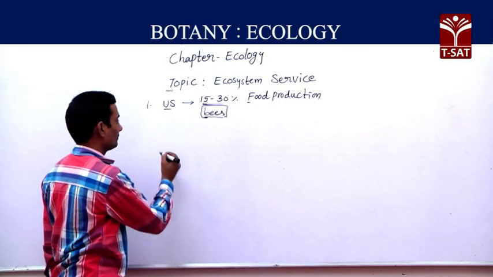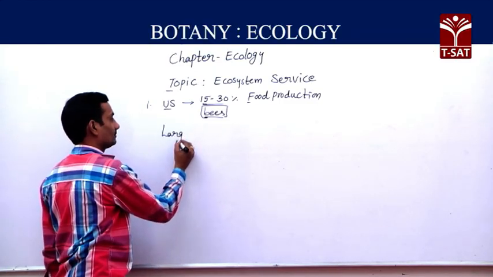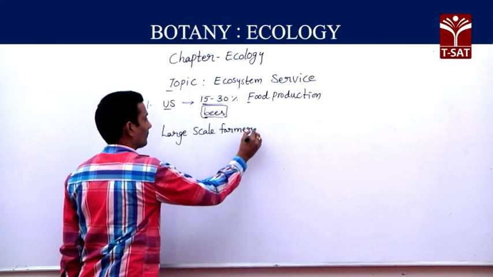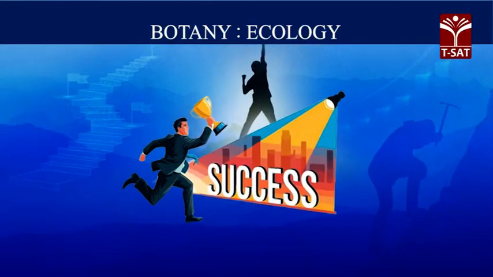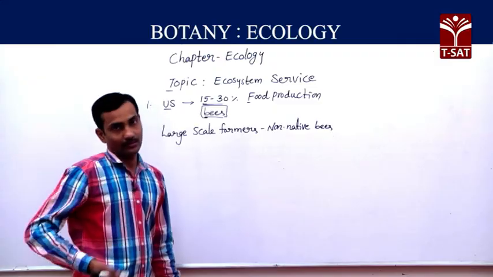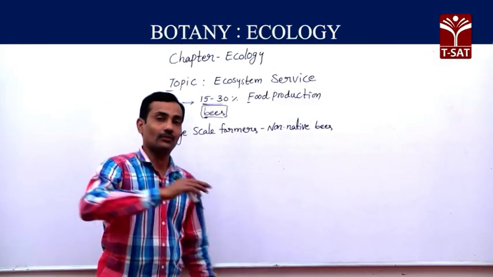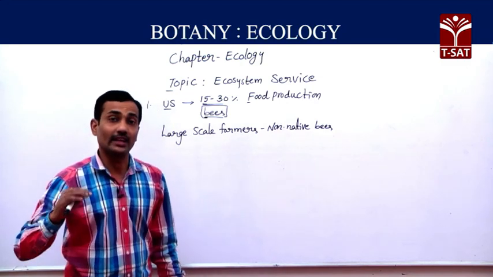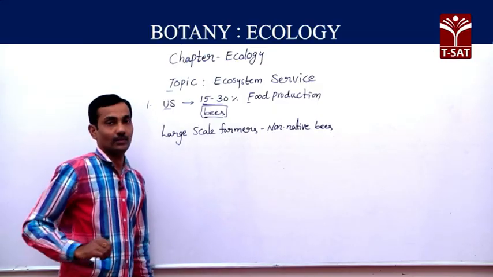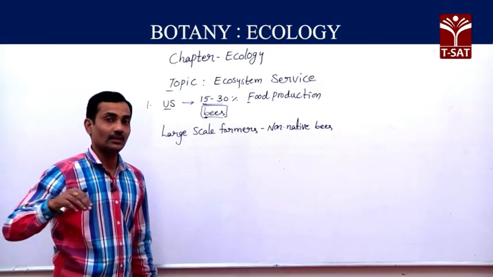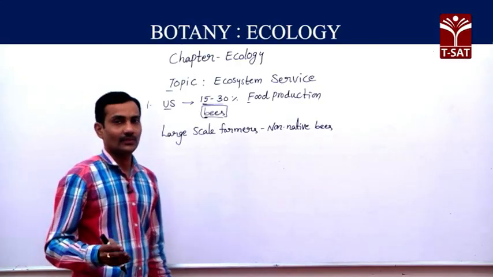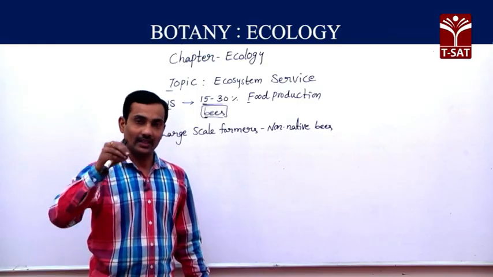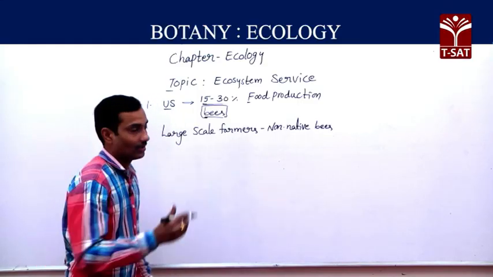In the US region, large scale farmers growing different types of crops mainly import non-native bees from different places. They introduce them in their fields, and they participate in pollination within around a 2-3 kilometer radius. They stay in the fields and participate in the pollination.